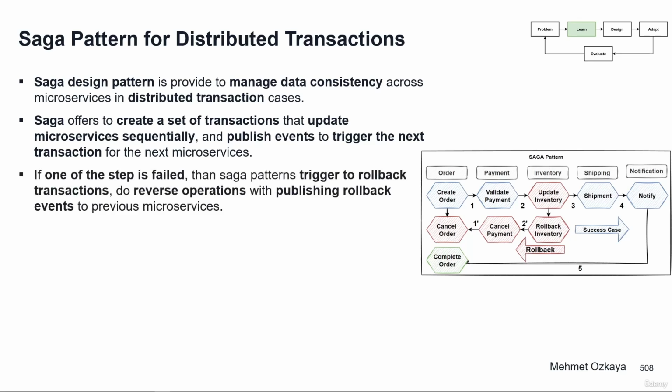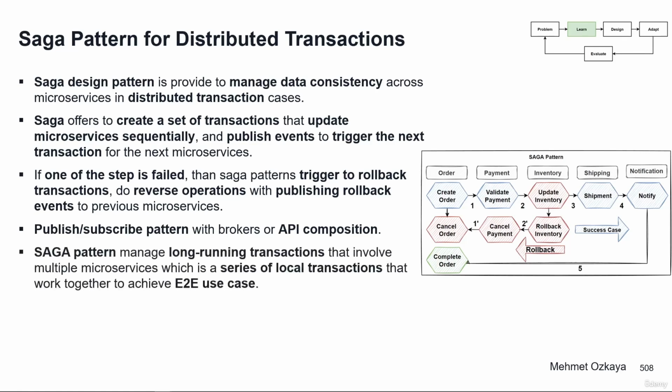If one of the steps fails, then the SAGA pattern triggers a rollback of transactions, which is basically doing reverse operations with publishing rollback events to the previous microservices. In this way, it manages distributed transactions across microservices. As you know, it uses some principles inside the SAGA pattern, like the publish-subscribe pattern with brokers or API composition patterns.